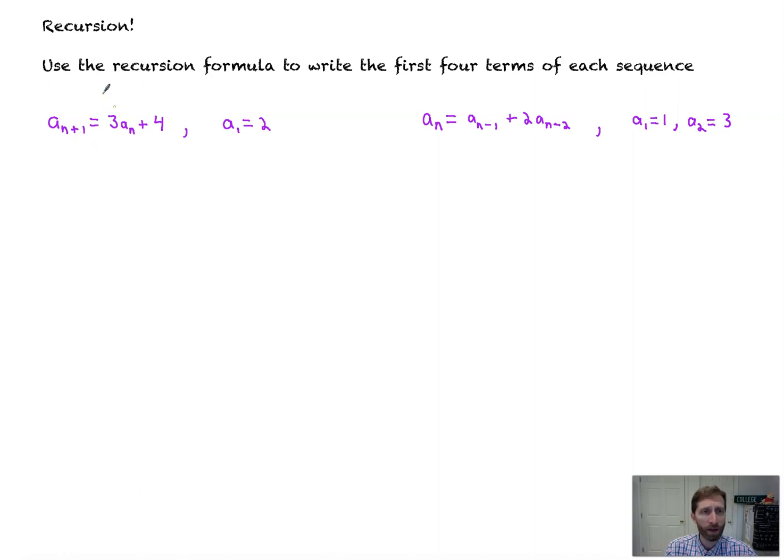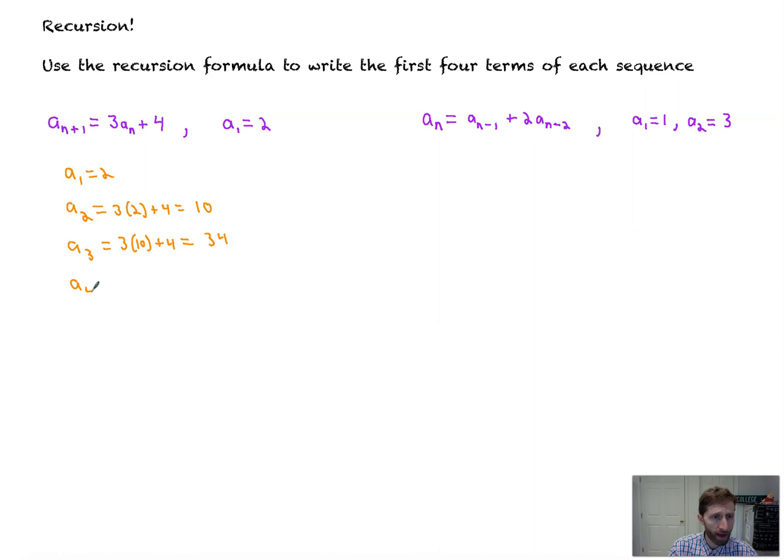We are given this formula here, and the instructions say use the recursion formula to write the first 4 terms of each sequence. So this says a sub n plus 1 equals 3a_n plus 4. What that means is the next term, the n plus first term, is equal to 3 times the previous term plus 4. We want the first 4 terms, so we've got a sub 1 is equal to 2. So a sub 2 would be 3 times this term, 3 times 2, plus 4, which is equal to 6 plus 4 is 10. And then a sub 3 would be the next term, and we take 3 times this term and add 4. So that'd be 3 times 10 plus 4, and that would be 34.